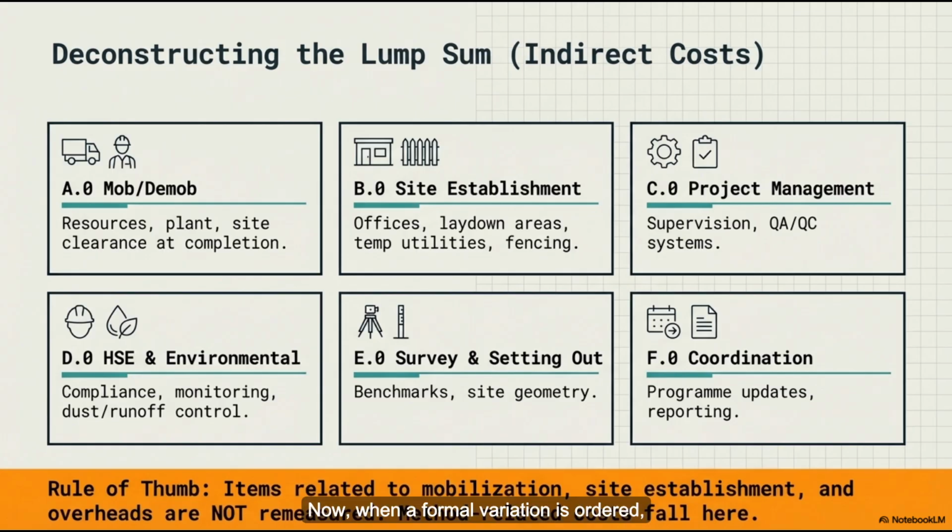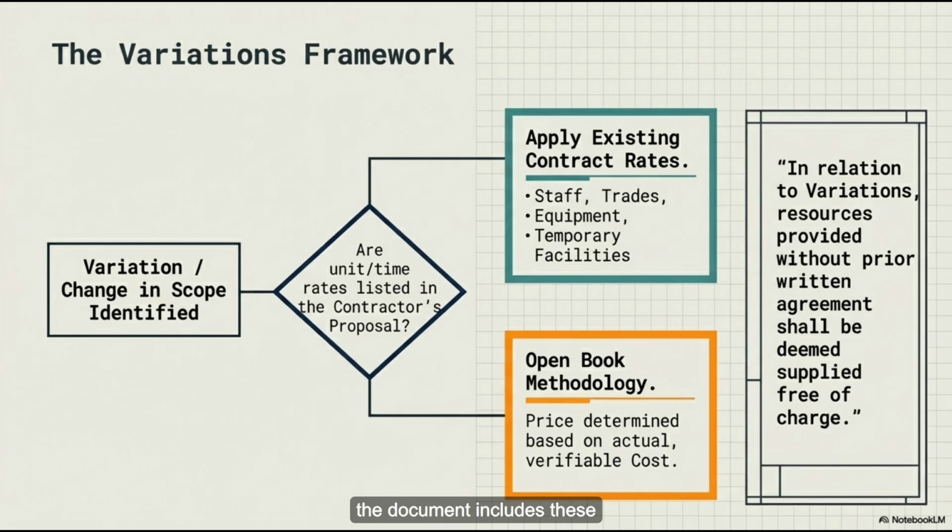Now, when a formal variation is ordered, the first step is to see if the existing unit rates can just apply to the new work. Makes sense. Keep using the same math. But if the client orders a completely new type of work, the contract mandates an open book policy based on actual costs. Which sounds dangerous. Like a blank check. It could be. But to ensure it doesn't become a blank check, the document includes these exhaustive tables of pre-agreed hourly rates for almost every conceivable human role on a construction site.